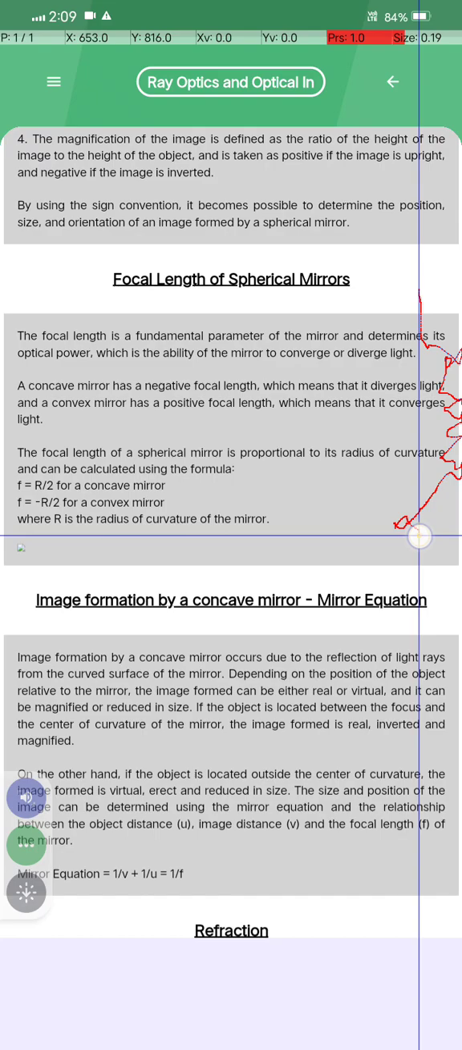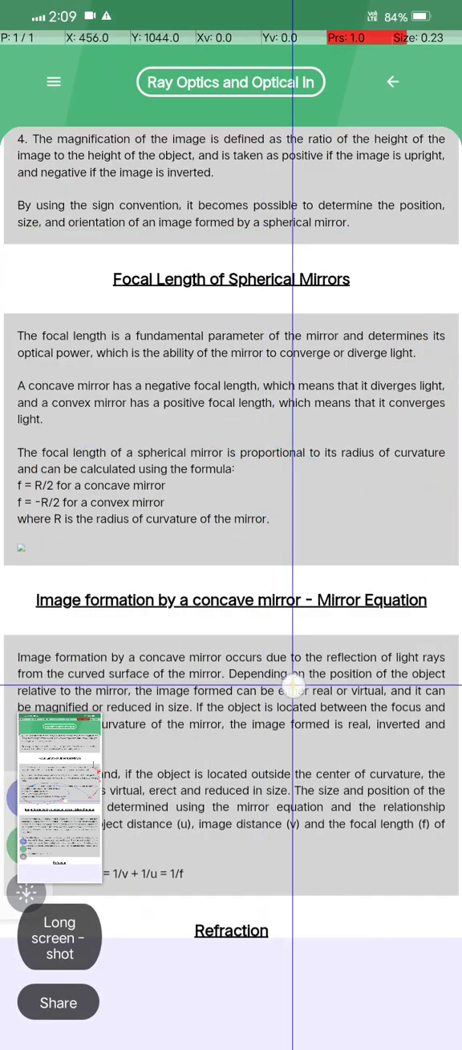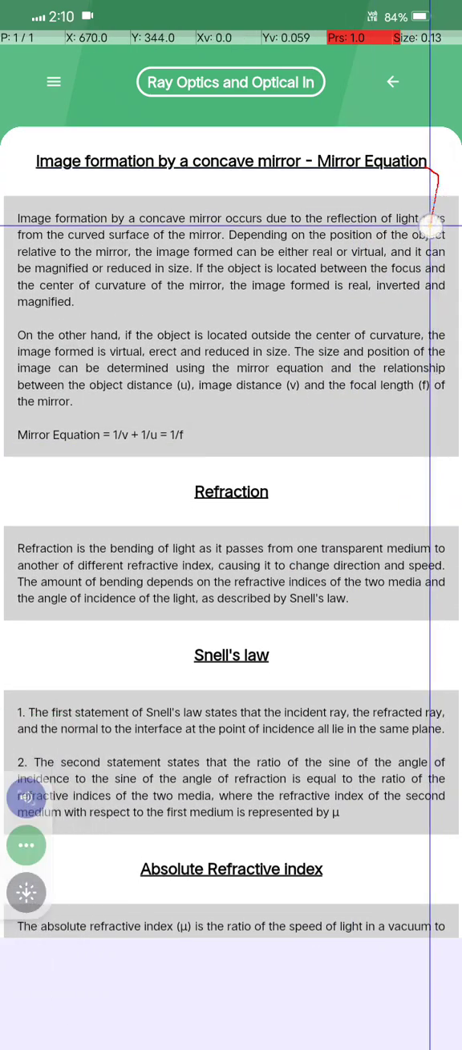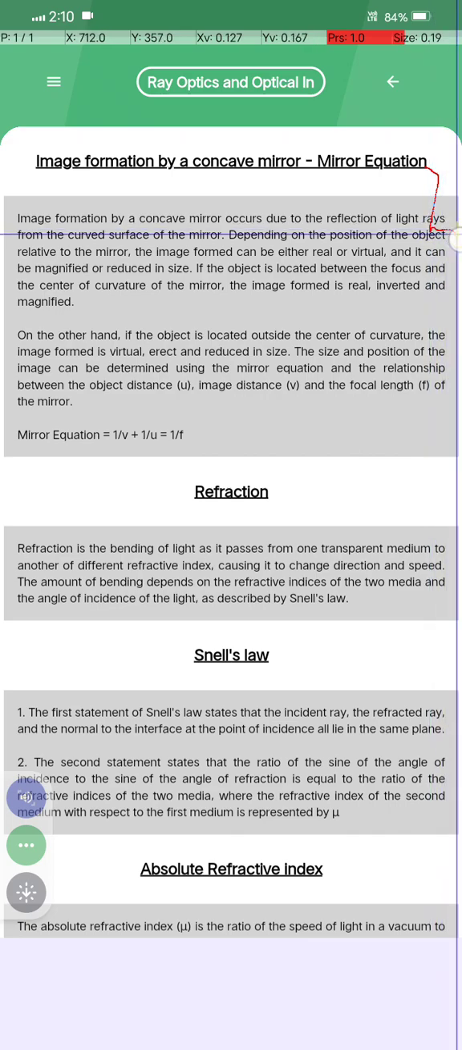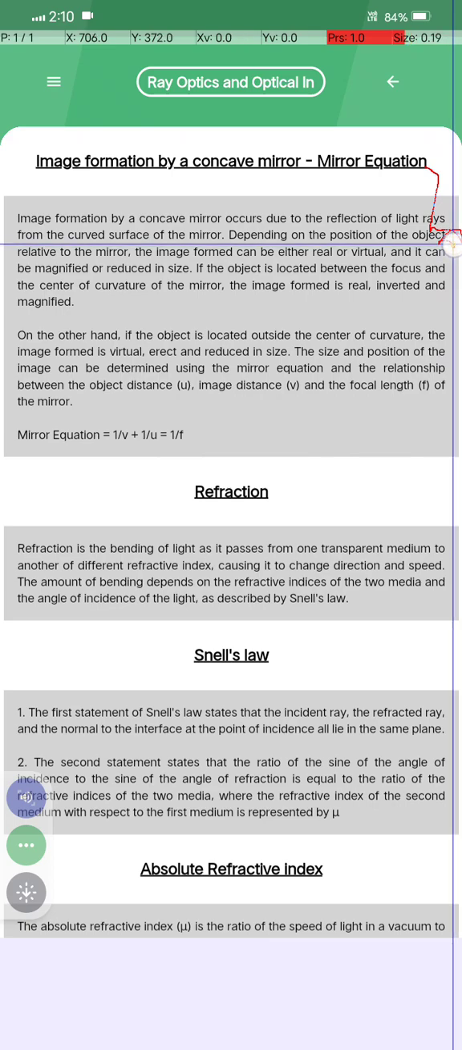Take a photo of this also, pay attention and learn. After that, what does it say? Image formed by a concave mirror. The image formed by a concave mirror occurs due to the reflection of rays from the curved surface of the mirror, depending on the position of the object relative to the mirror.